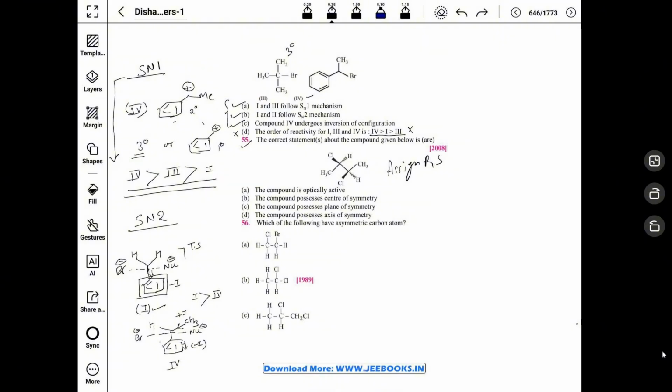If the compound has a plane of symmetry, then it is not optically active. To see the plane of symmetry, I would suggest first bringing this methyl group into the same plane as this group, by giving a rotation around this carbon-carbon bond.